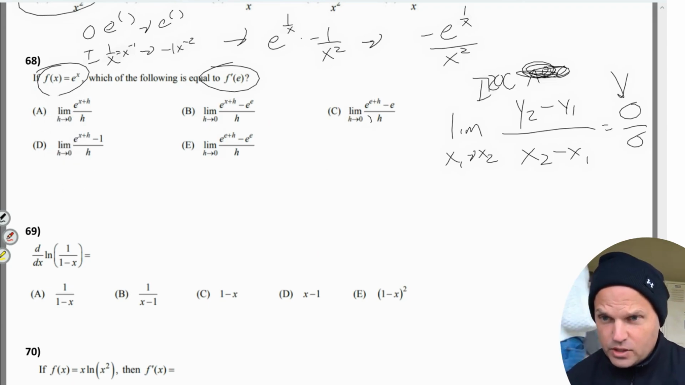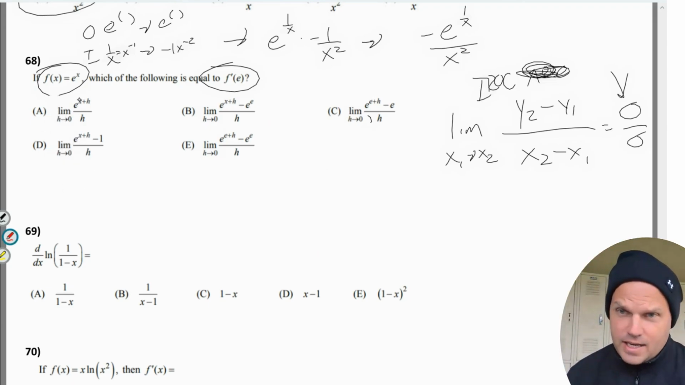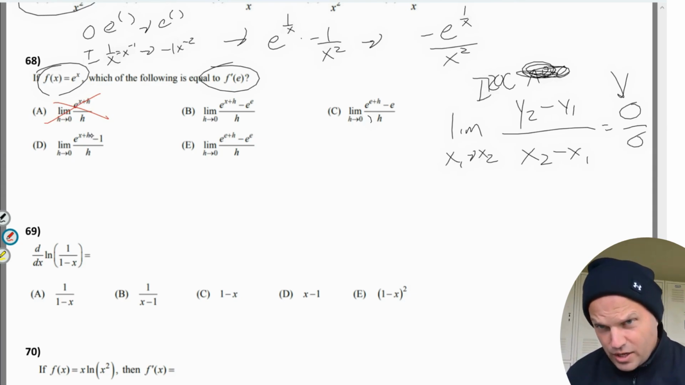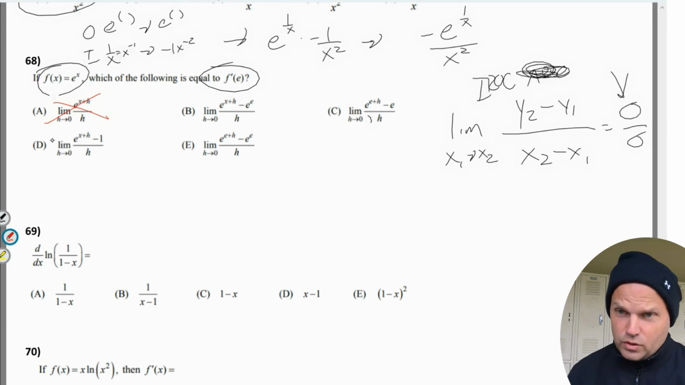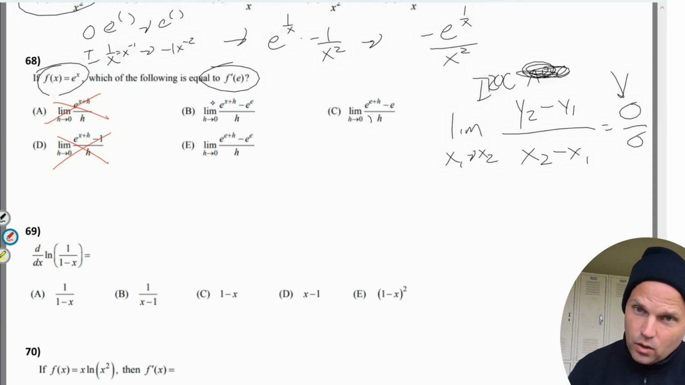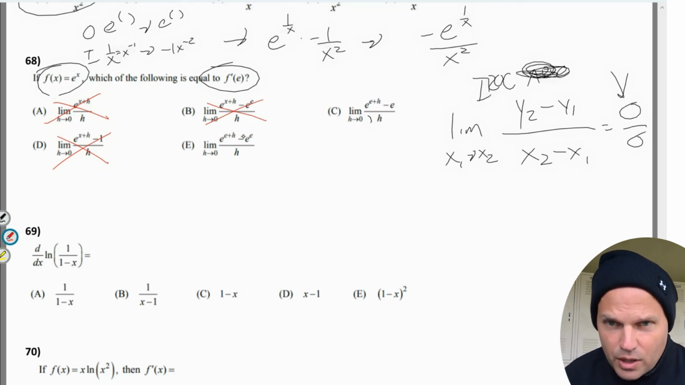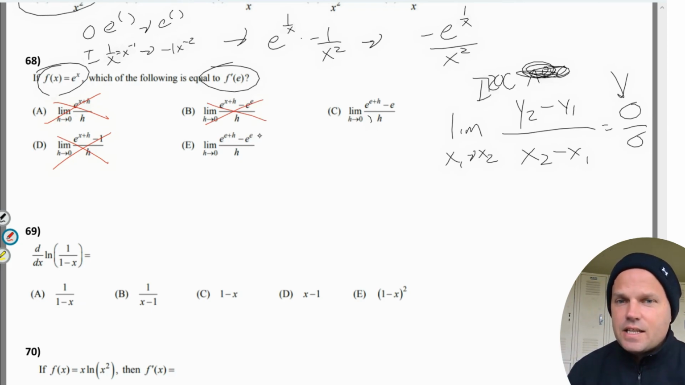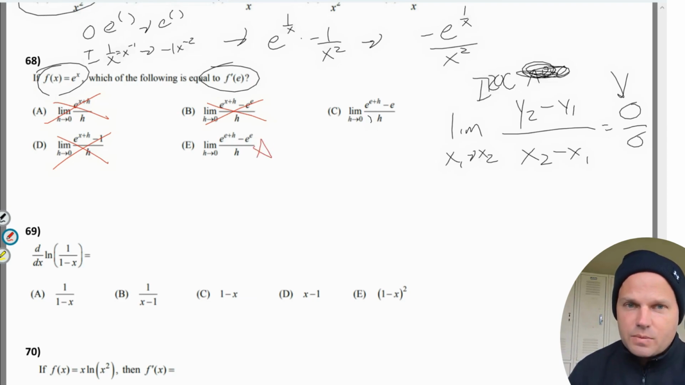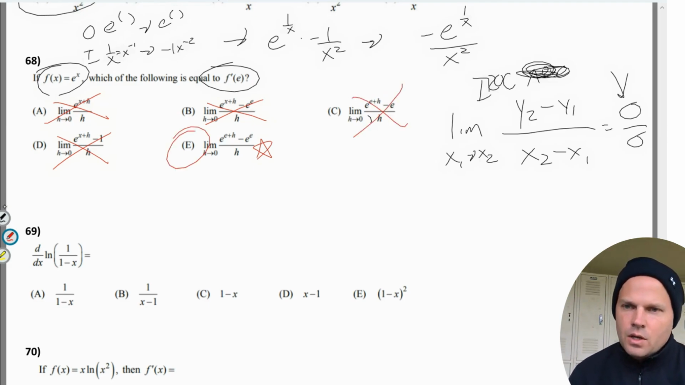So let's start. If I plugged in 0 for h here, I get e to the x over 0. That's like a vertical asymptote. That's not really going to be like a hole that we're looking for. If I plug in 0, I get e to the x minus 1 over 0. That's not it. If I plug in 0, I get e to the x minus e to the e over 0. That's not it. If I plug in 0, I get e to the e minus e to the e over h. So this is a possible one here. If I plug in 0 here, I get e to the e minus e over 0. That's not it. That's it. This is it.